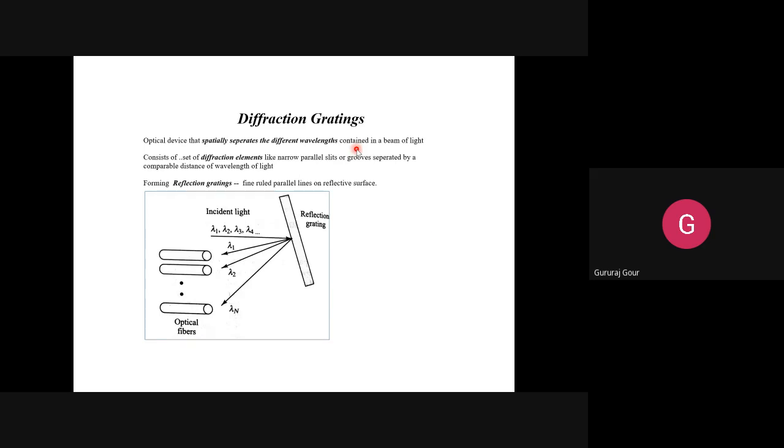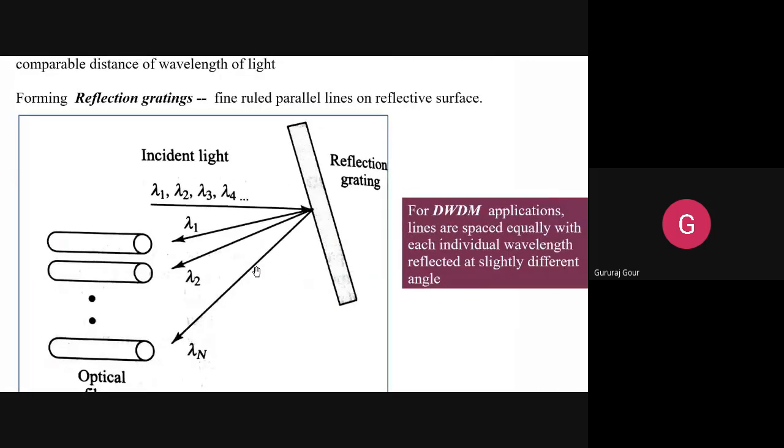Next one we have is diffraction gratings. These are optical devices which spatially separate the different wavelengths contained in the beam of light. They consist of diffraction elements, like narrow parallel slits or grooves separated by a distance comparable to the wavelength of light. How? Let us see here. Suppose you send a light ray containing different wavelengths, lambda 1, lambda 2, lambda 3, lambda 4.